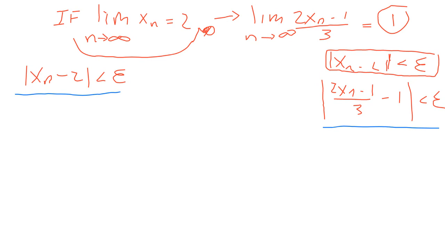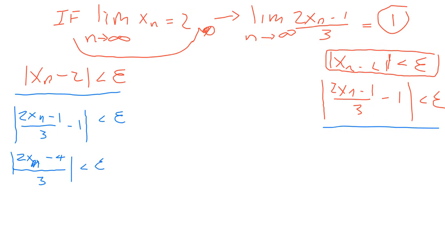Okay, so let's find that value. Here's how we go about finding it. We use the thing on the right now. On the right we have (2x sub n minus 1) over 3 minus 1, less than epsilon. I'm going to skip a step right here and show it already: (2x sub n minus 4) over 3, by combining negative 1 over 3, must be less than epsilon as well.